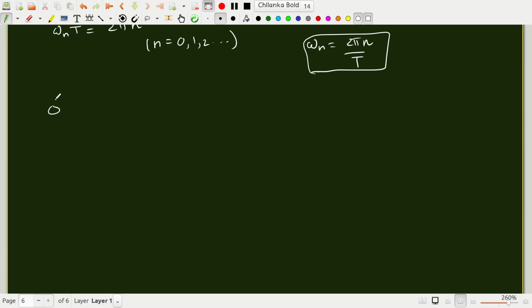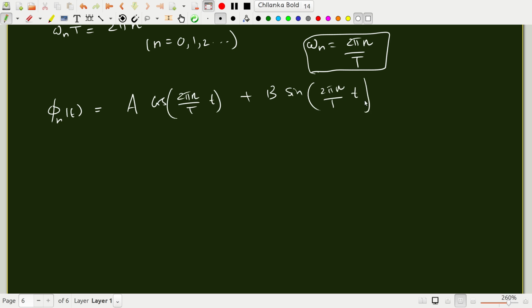So phi n of t is a cos 2 pi n t upon T plus b sine, where n goes from 0, 1, 2 and so on. Okay, this is the eigenvalue problem.